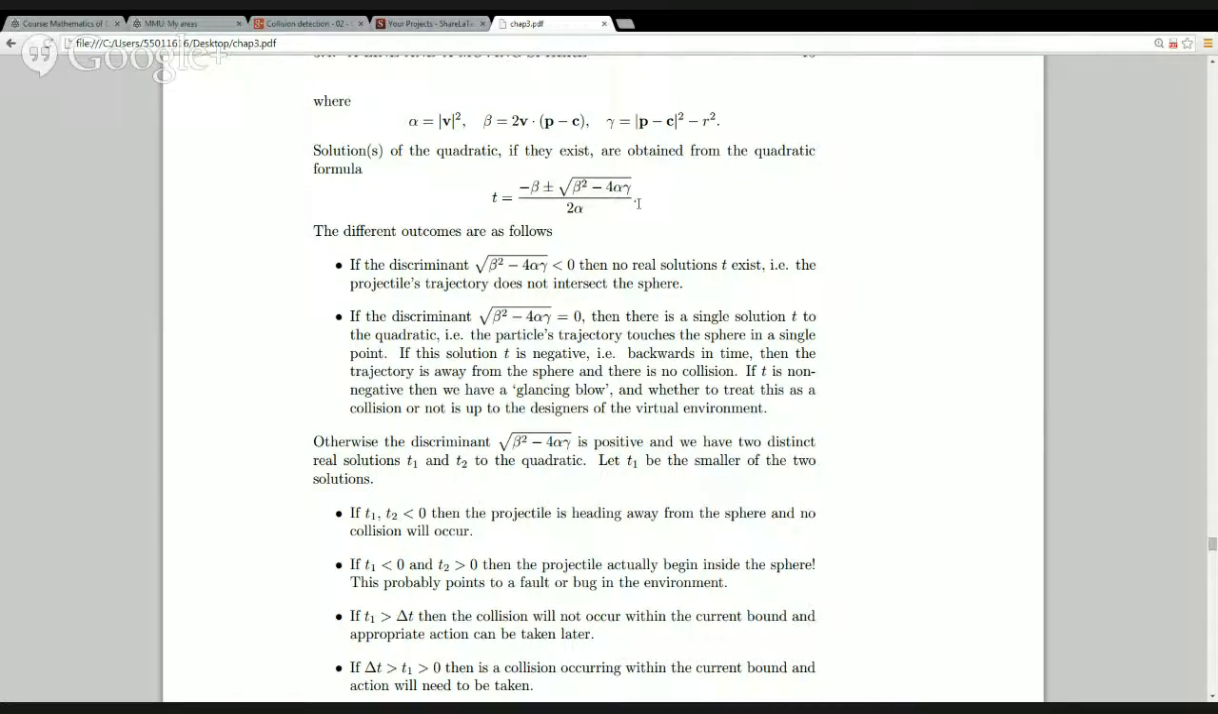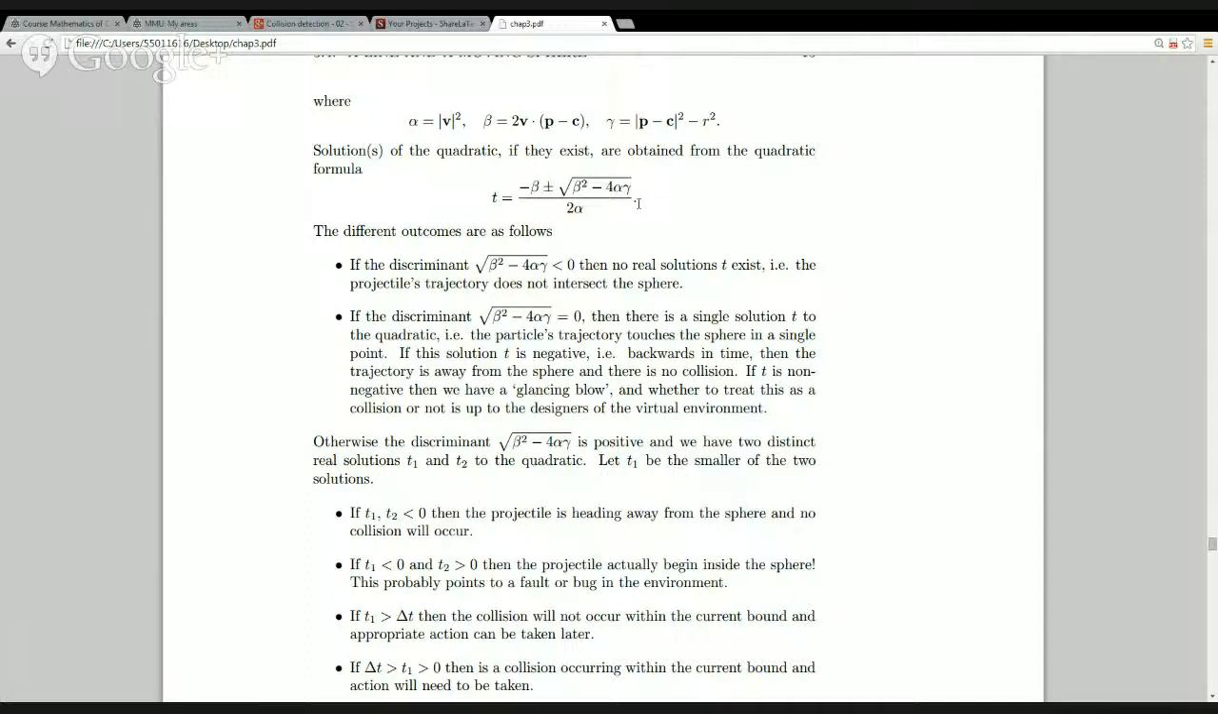Well, if the discriminant is negative, what does that tell you? That tells you that the thing misses completely. Okay? So there's no real solutions t. There's no values of time, positive or negative, for which the trajectory could intersect the sphere. We should add in little sketches of these. There's the trajectory, and here's the sphere. It's just a complete miss. So that's a negative discriminant.